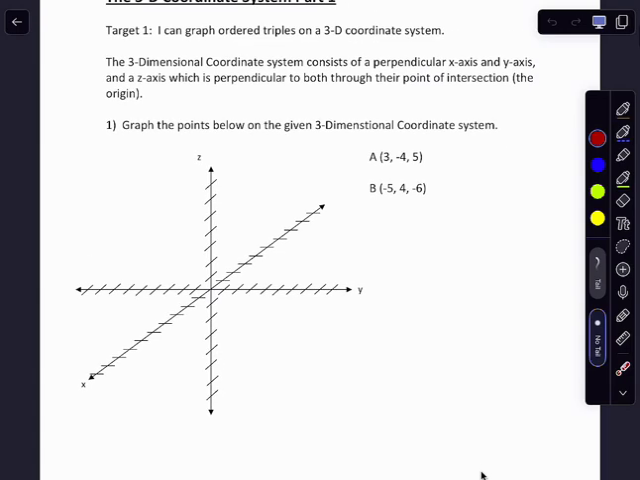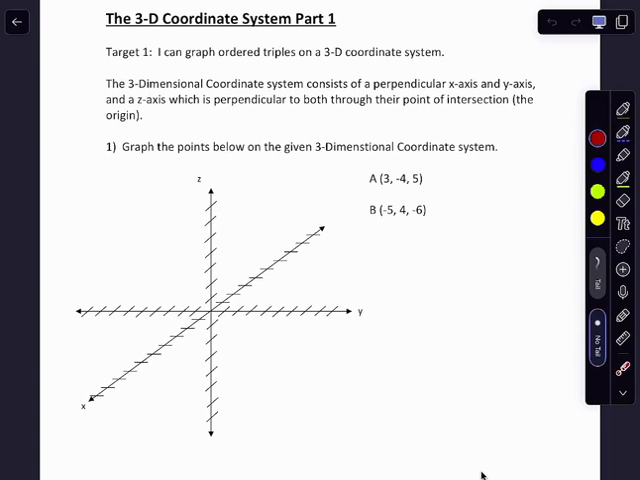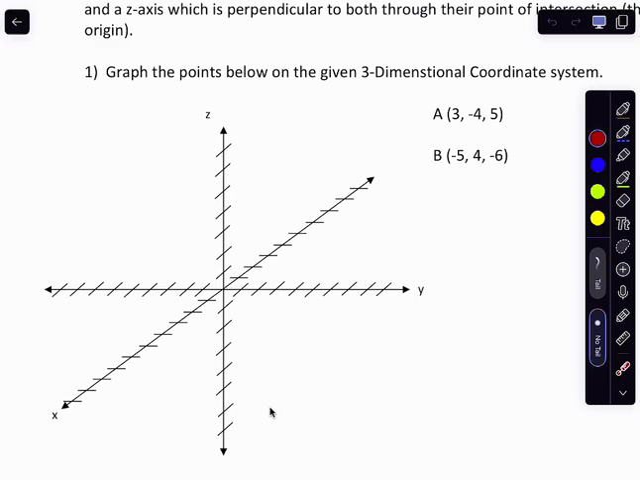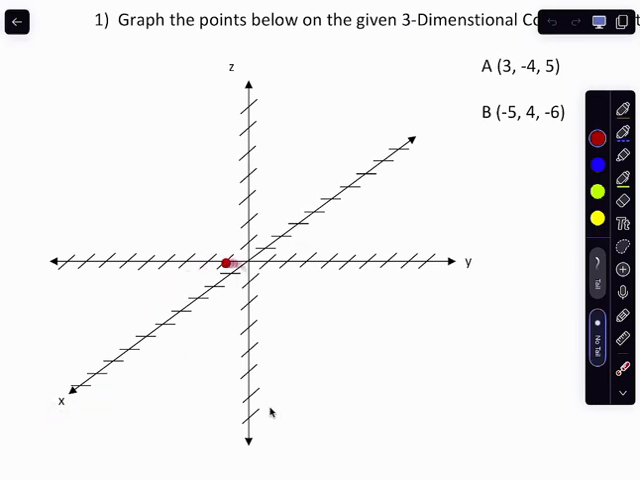So you have the three-dimensional coordinate system, and it's the same two axes you're used to, the x and y axis, but then there's the z axis. Now this is drawn on a two-dimensional surface, so you have to use your imagination a little bit and imagine there's the x-axis, the y-axis that are perpendicular to each other, and then the z-axis that's perpendicular to all of those.